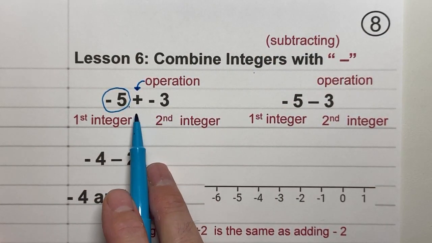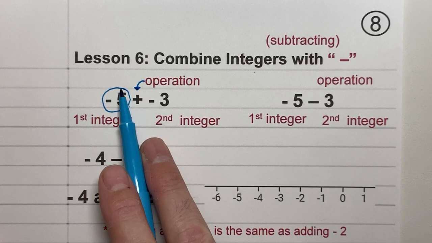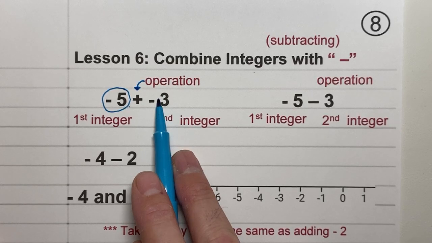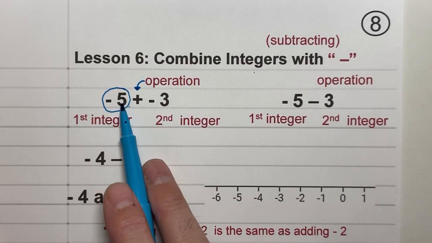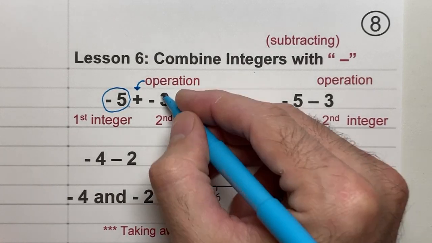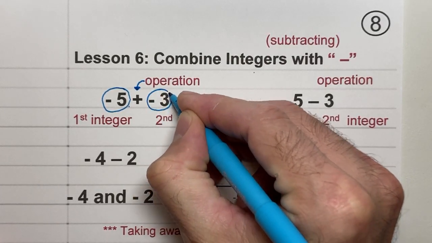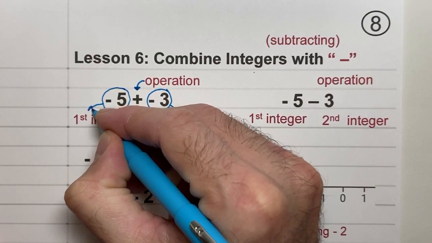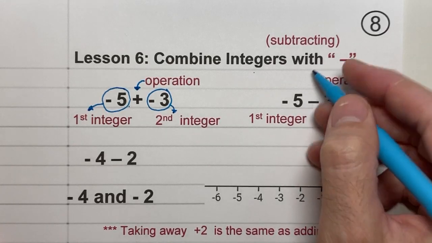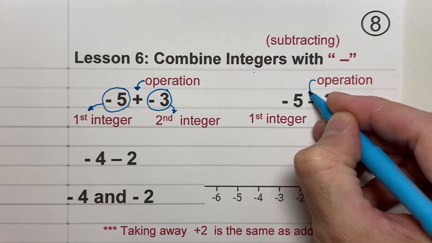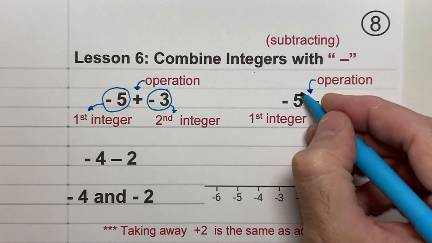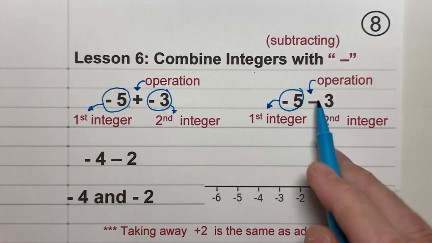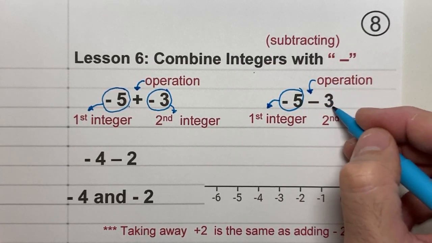Some of these expressions can be a little confusing, but we have our first integer, which is -5, and we're adding a second integer to that. So -5 and -3. And this is going to be our second integer. Same thing over here. We're going to have an operation in the middle. We're always going to have our first number, that's our first integer. We're going to have an operation, and then we're going to have a second integer.